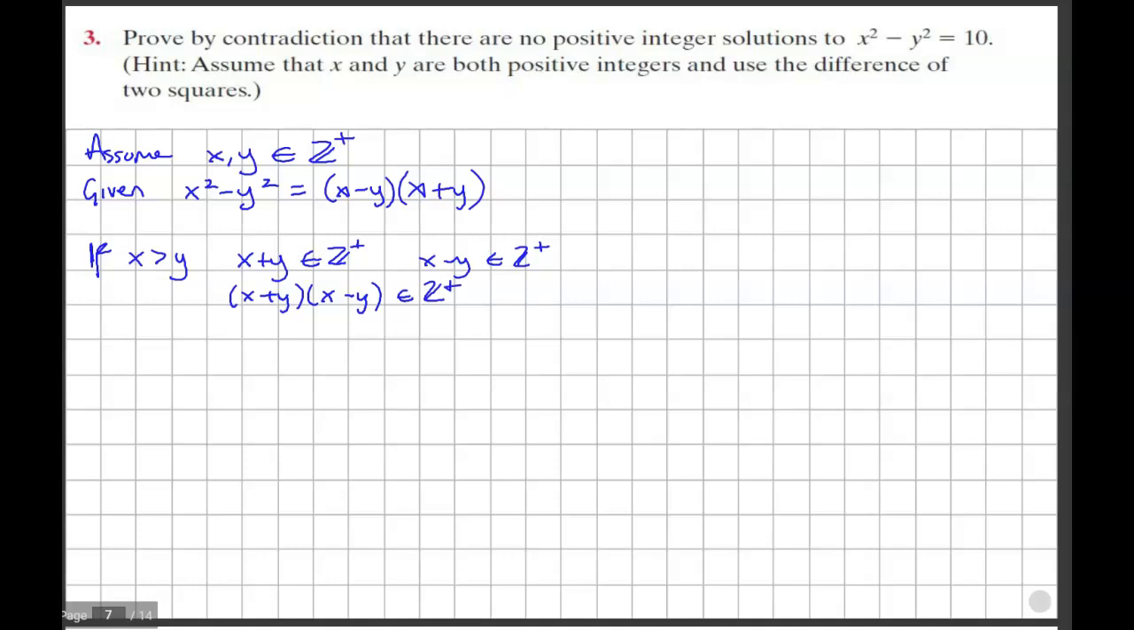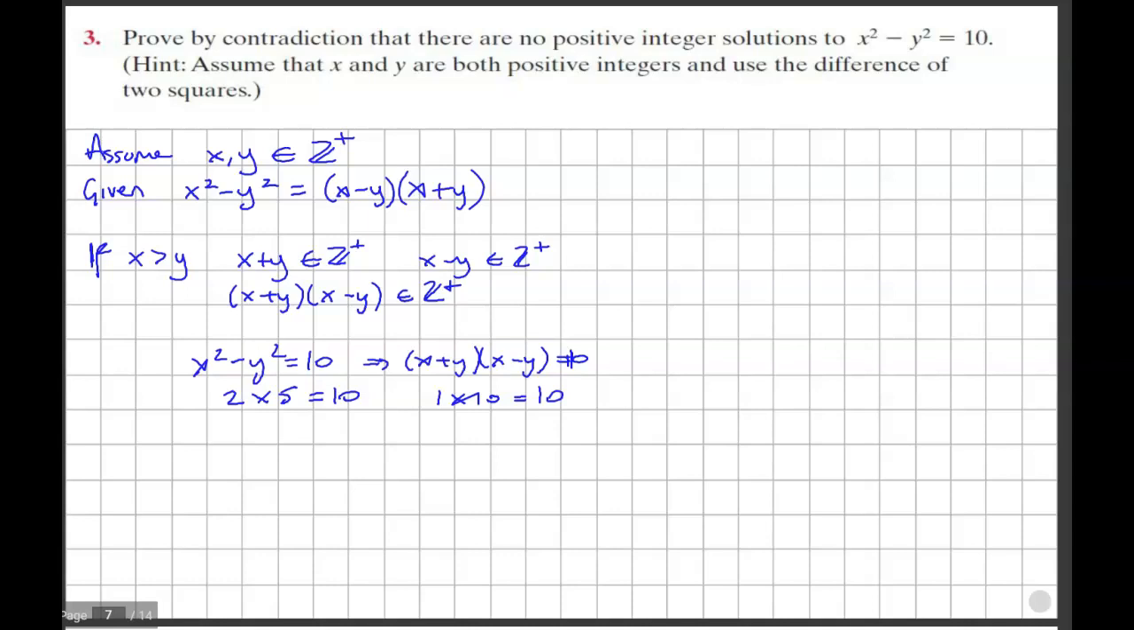Now we are assuming there are positive integer solutions. We are assuming that x squared minus y squared can equal 10, i.e. that x plus y multiplied by x minus y could equal 10. I suppose that's the question. Now, just very quickly, if you have two positive integers multiplied together to make 10, you're going to have either 2 times 5 is equal to 10, or 1 times 10 is equal to 10. So let's look at both those two scenarios.